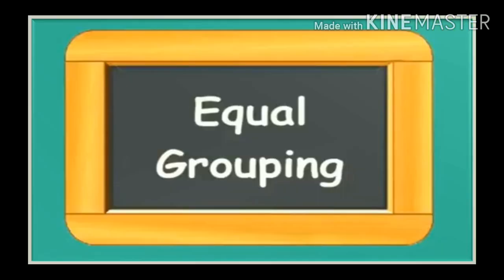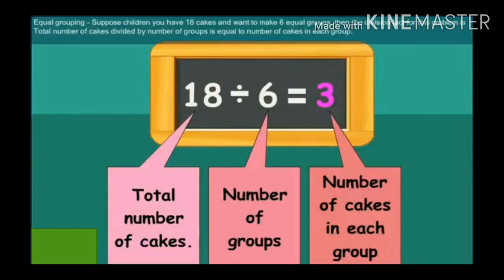Now equal grouping. So suppose children, you have 18 cakes and you want to make 6 equal groups. Then the division fact for this problem is total number of cakes divided by total number of groups is equal to number of cakes in each group.